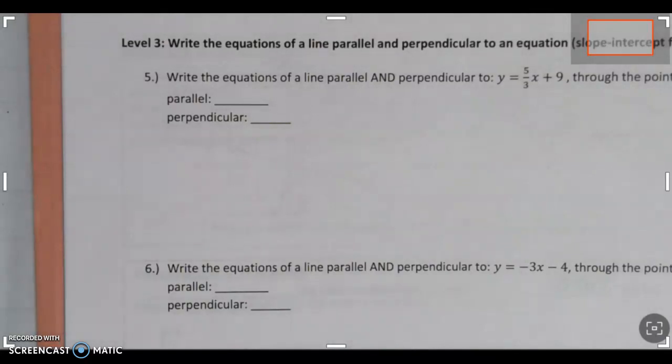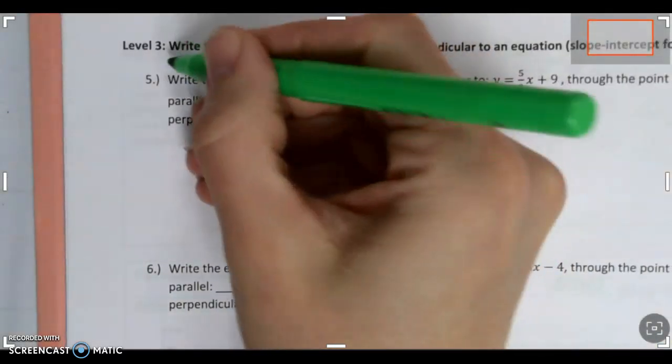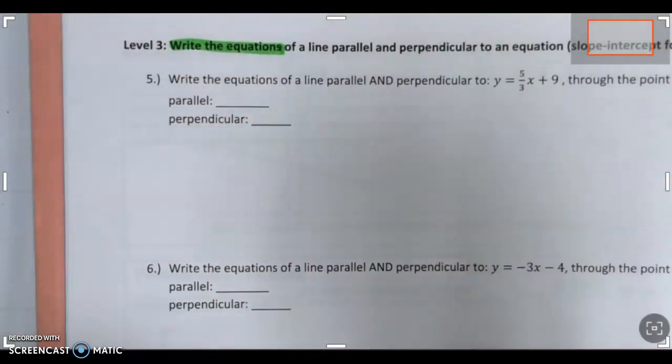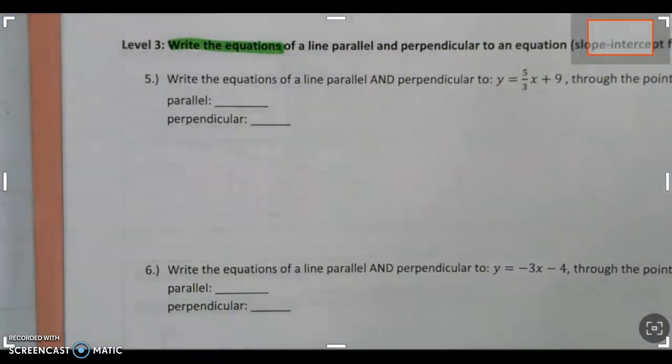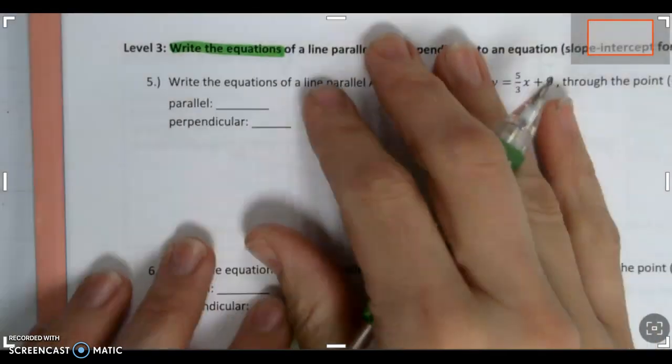Okay, what's the difference? This says to write an equation. If you're writing an equation, your final answer needs to be with an x and a y. Easiest way to do that is with this, right, from last week. So I'll write that on the top of the paper. That's what I would do.